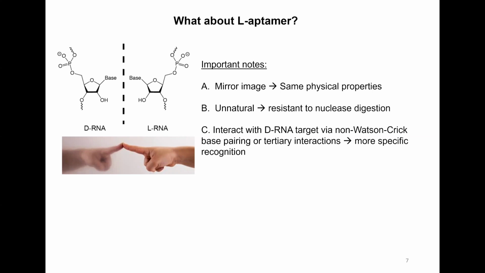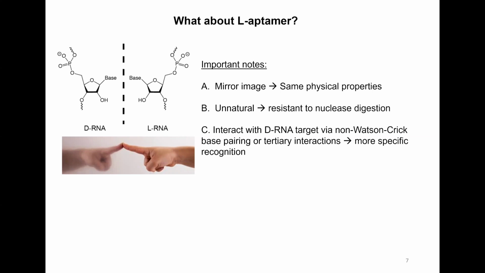If they're mirror images, then they basically have the same physical properties. So many of the assays that I'll show you, we actually do on the D form, but they can directly translate to what happens in the L form, for example UV melting and other assays. And because they're synthetic or unnatural, they will be resistant to nuclease digestion. This will be very good for cellular or in vivo applications later on when we develop the L-aptamer.